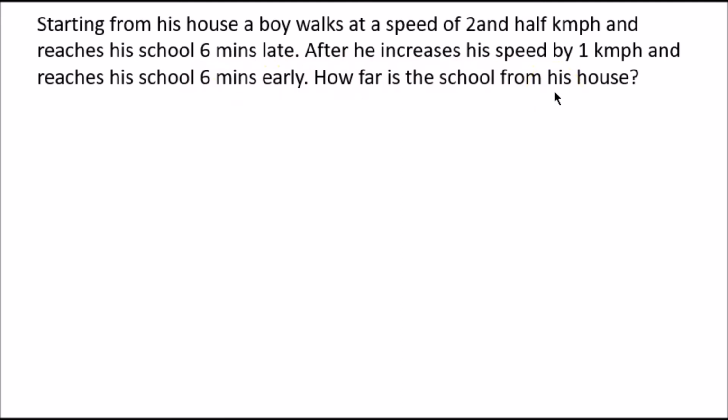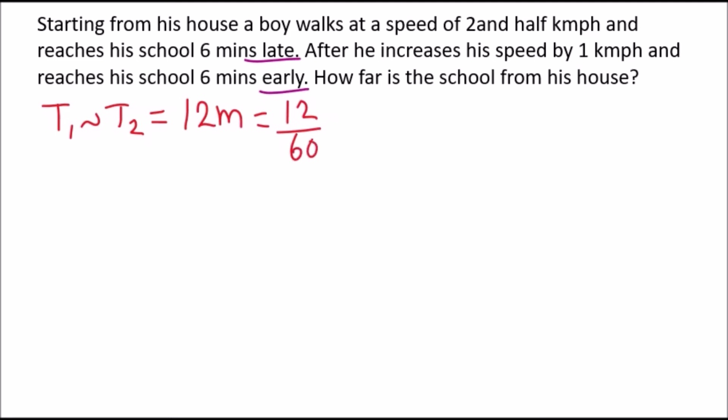If you see, here also one time it is late and one time it is early. So the time difference between the two times is 6 plus 6 equals 12 minutes. If we convert minutes to hours, we can divide it by 60. And the speed 1 is 2.5 km per hour.